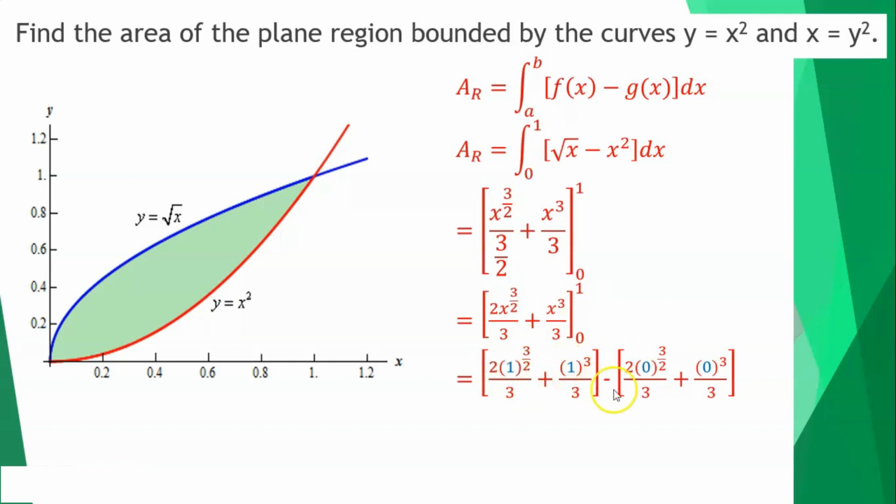So upper limit is 1, lower limit is 0. So at this point, this would become 2/3 plus 1/3. So 2/3 plus 1/3, so that's 3 over 3. So therefore, it's basically 1 square unit.